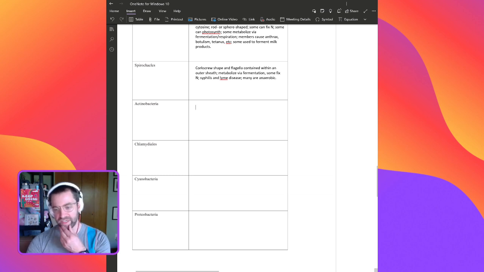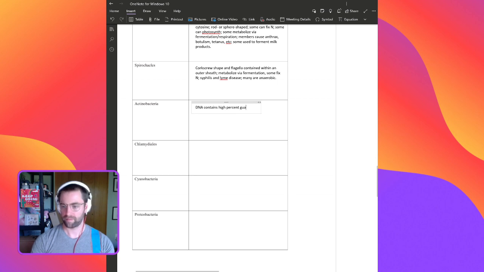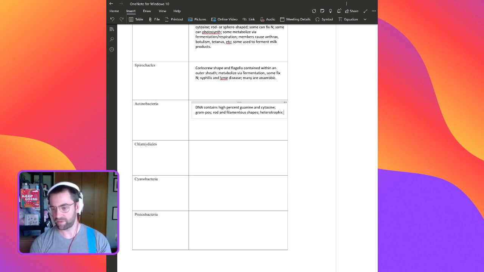Actinobacteria. Actinobacteria have DNA with a high percentage of guanine and cytosine. These are gram-positive, like our firmicutes. Rod and filamentous shapes. Heterotrophic: hetero, other, trophic, consumption. So heterotrophic meaning they consume other organisms for food. And parasitic.